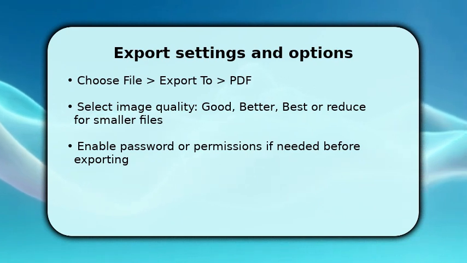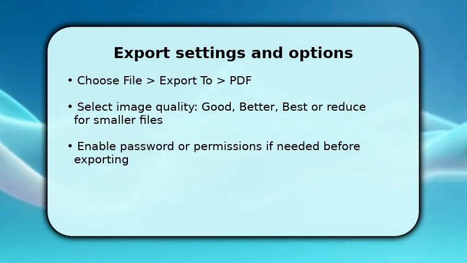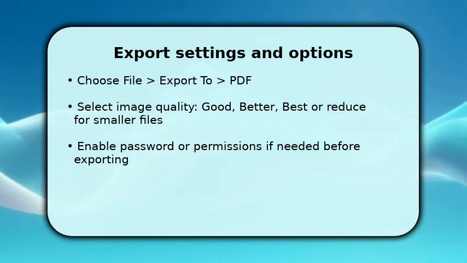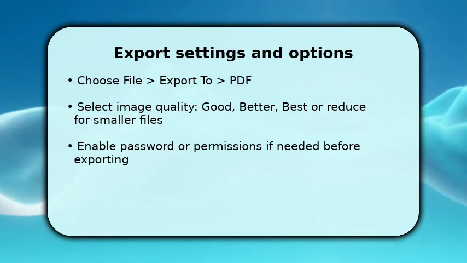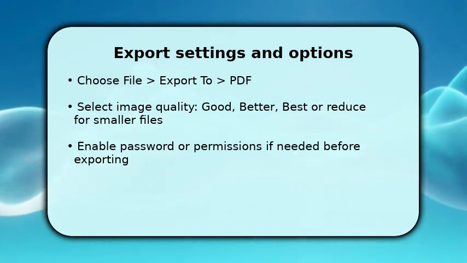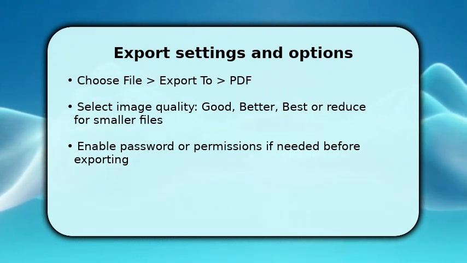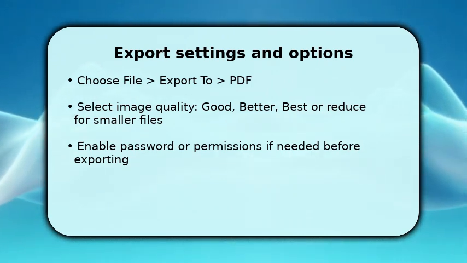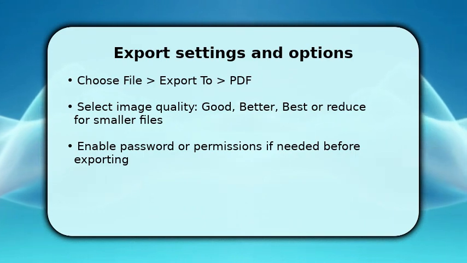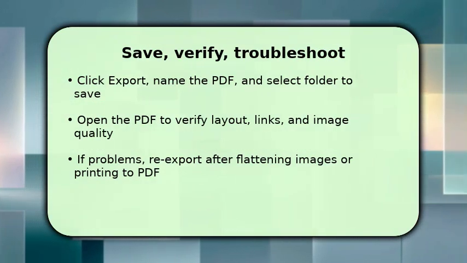Make sure to set the appropriate paper size and include any comments or marks if required. If you need security, enable password protection or restrict printing and copying. These settings embed into the PDF. After confirming options, click Next and choose the destination folder so you don't misplace the new file. Click Export, give the PDF a clear name, and save it to a known folder.